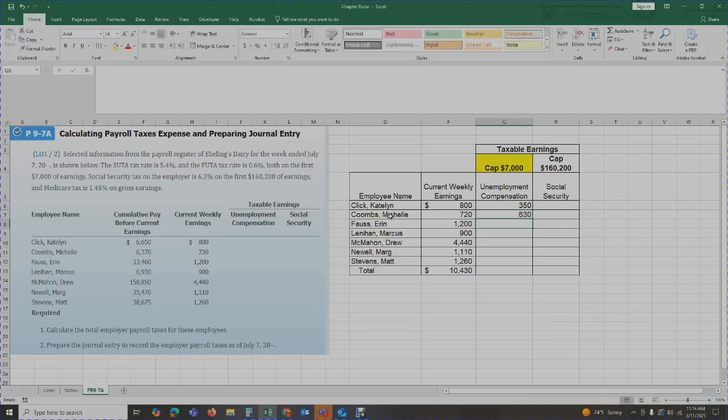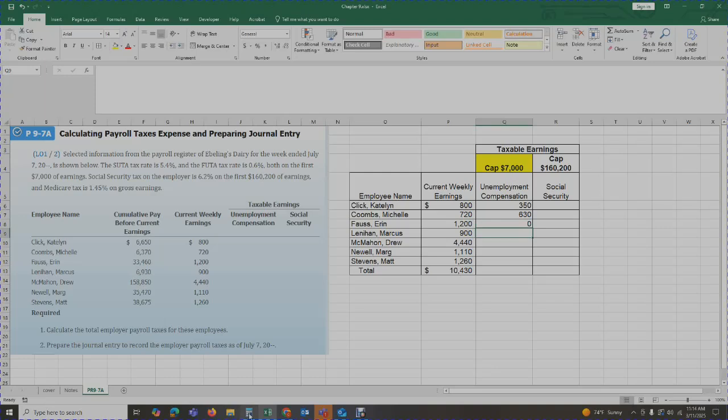So Caitlin and Michelle, both this pay period have reached the cap. Any future money earned in any future periods will no longer be taxed for unemployment purposes this year. Now let's look at Aaron. Aaron has earned $33,460. Aaron has earned more than the $7,000 a long time ago, so Aaron is not subject to any unemployment taxes. He doesn't have to pay any more unemployment taxes. He's already reached and exceeded the $7,000 cap.